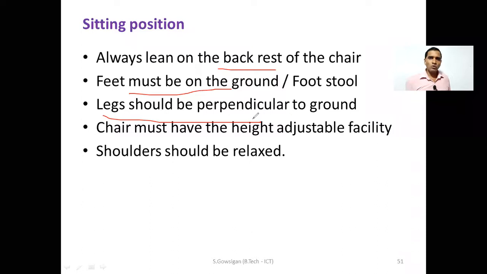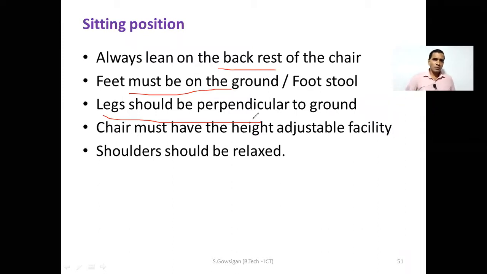So that is important. Remember, these things are not only for computer users. Even when you are sitting at a chair anywhere, you have to follow this. Assume you spend maybe 5 or 6 hours in a school. You always sit there. So if you keep such things, especially the feet, especially vertical to the ground, your legs should be vertical.